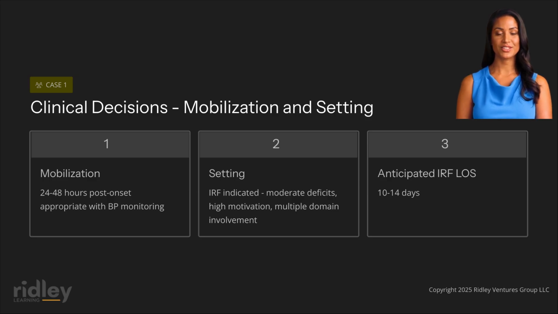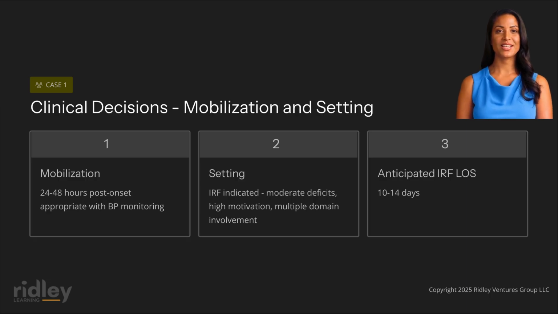The second clinical decision point involves rehabilitation setting selection. What is the most appropriate post-acute rehabilitation setting for Mrs. Chen? She demonstrates moderate functional deficits with a functional independence measure motor score of 68 out of 91, with clear rehabilitation potential and excellent motivation. She can tolerate and actively participate in intensive therapy. Her deficits affect multiple domains, including mobility, self-care, and attention with neglect, requiring coordinated interdisciplinary intervention.